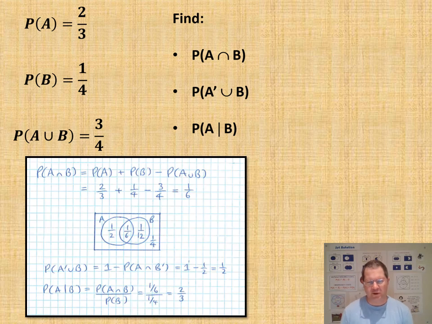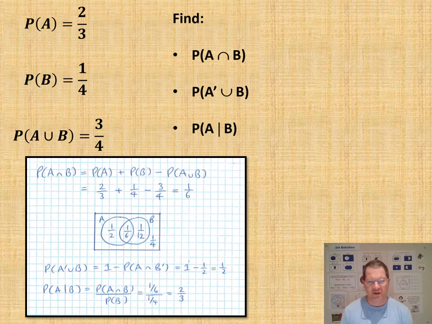And then for the final part, the probability of A given B, we start off with the B circle. Now, we already know that's a quarter from the information in the question, but we can also get it from the diagram by adding 1/6 and 1/12. So that's our denominator. Our numerator is the intersection of A and B, which we worked out as a sixth and is still in our diagram.